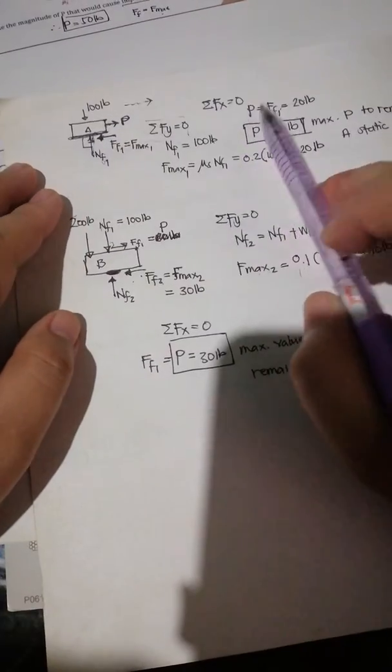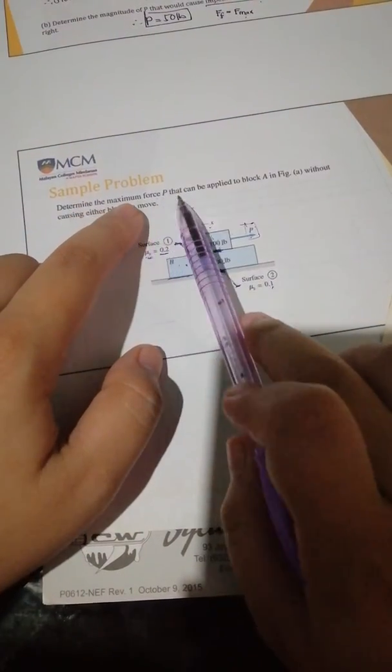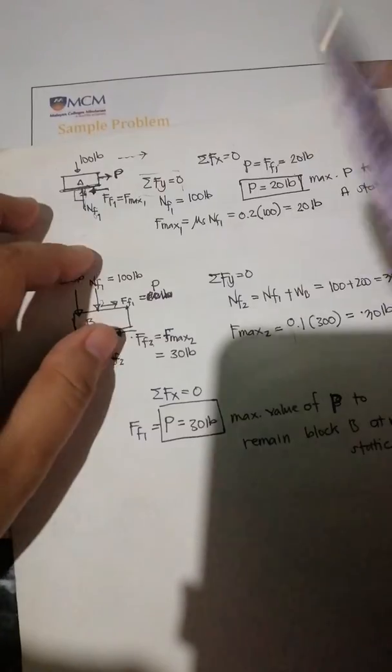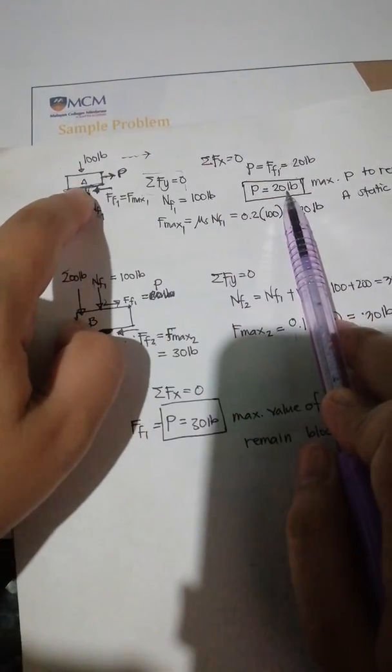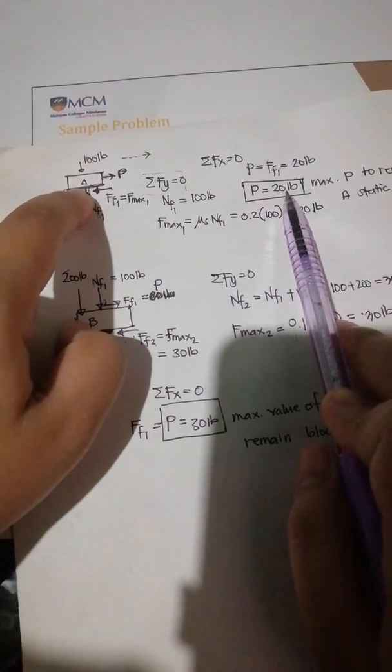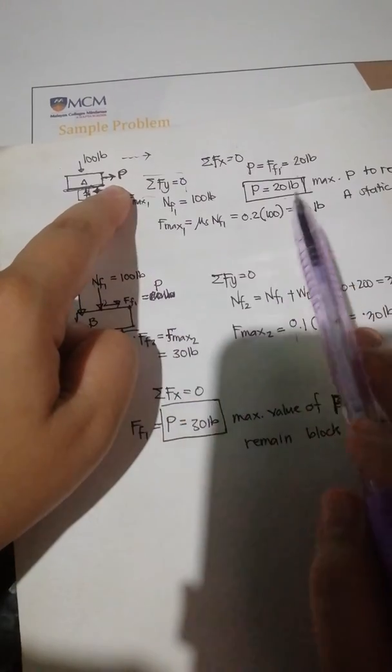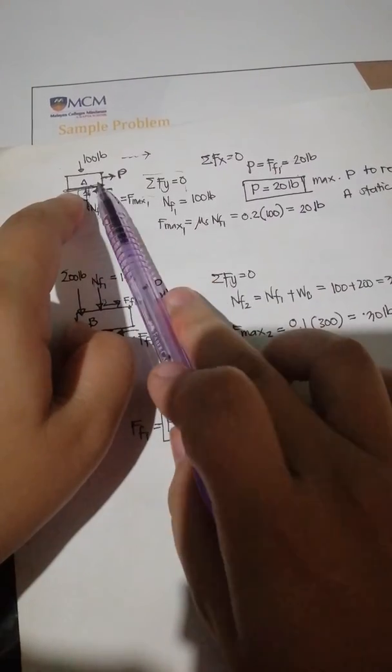There are two values of P, but what we are looking for is only one maximum force P, wherein the two blocks will not move. If we study the two, this is the maximum force wherein block A will not move, which is 20 pounds. Meaning, if we apply a value of P greater than 20 pounds, block A will already move.